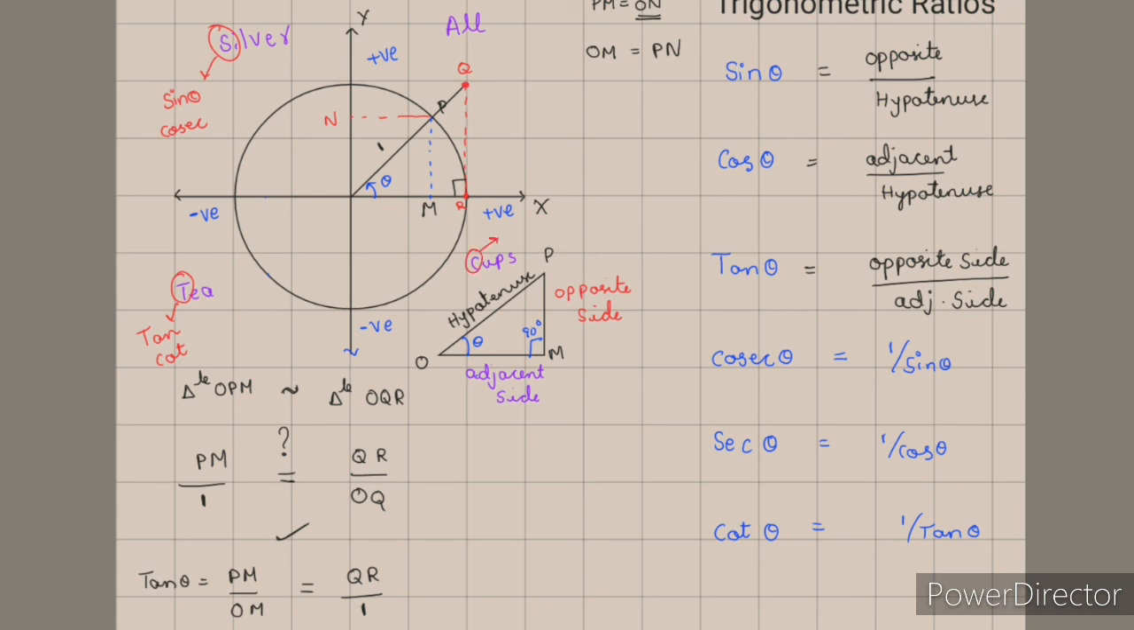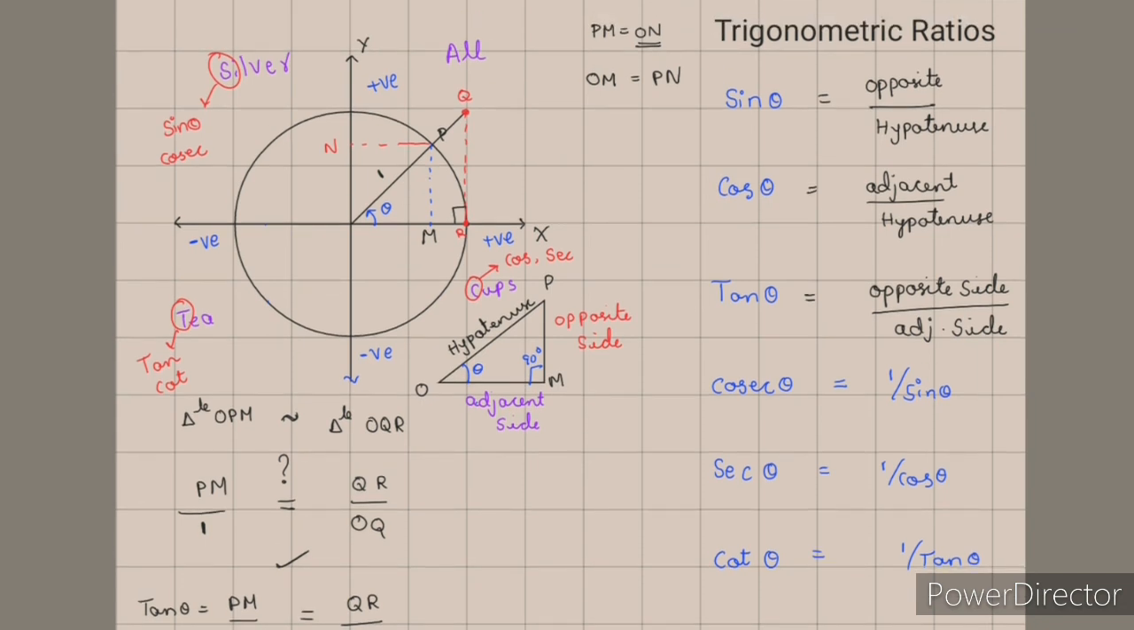Cups, what is C? Cos. What is the inverse of cos? Secant. So cos and secant are positive in the fourth quadrant. This is a short way to remember in which quadrant these trigonometric ratios are positive.